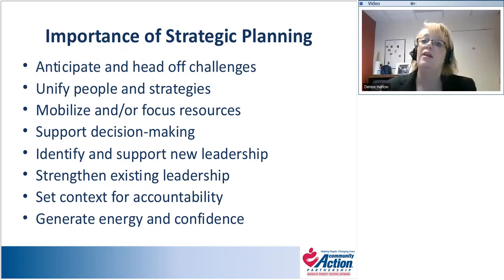But if you're not sure where you're headed in those areas, you don't know whether or where to invest some of that. So it can really help support good decision-making from an organization. Can identify and support new leadership.